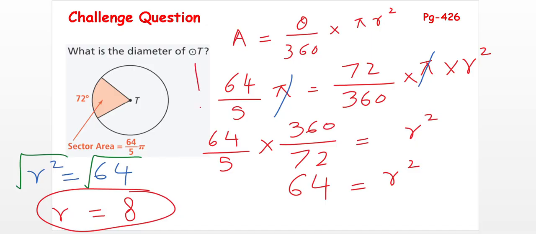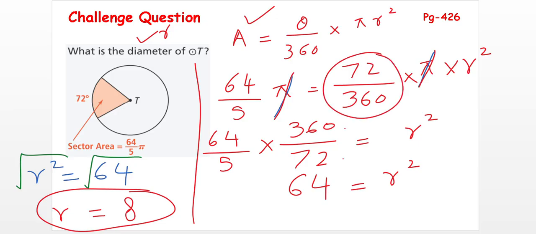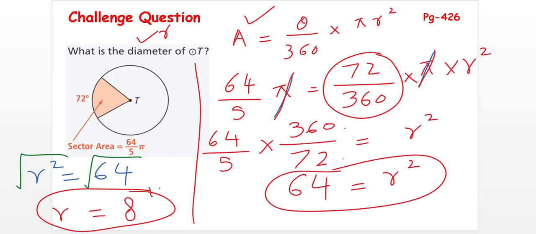First you will use the formula for the area of the sector, that is theta over 360 times pi r squared. Because to find the diameter, we need to find the radius first. Okay, then I substituted the values. This is the sector area 64 over 5 pi. Then you can cancel pi from both sides, and then move this fraction to the other side, so it will be flipped on the other side. And finally we are getting r squared equals 64, and this will give us the value of r, because you will take the square root of both sides, so it will give you the value of r, that is 8. Is my question done?